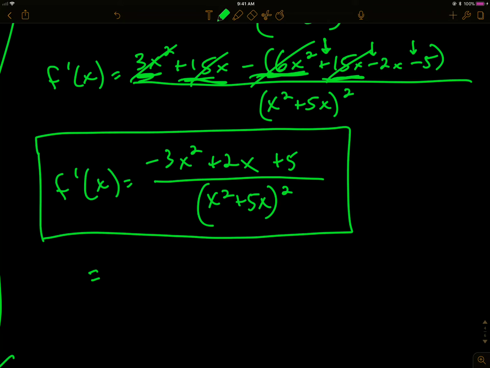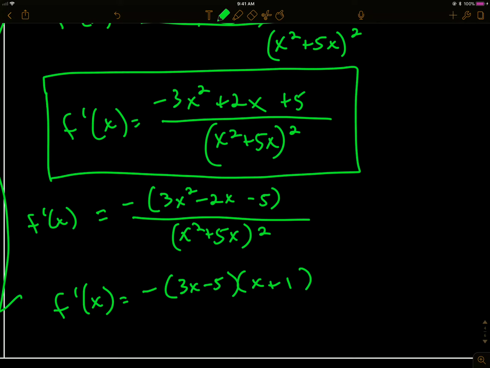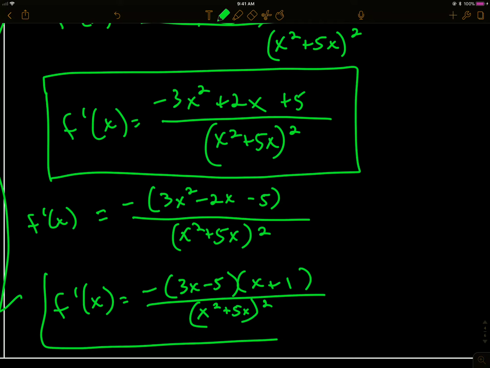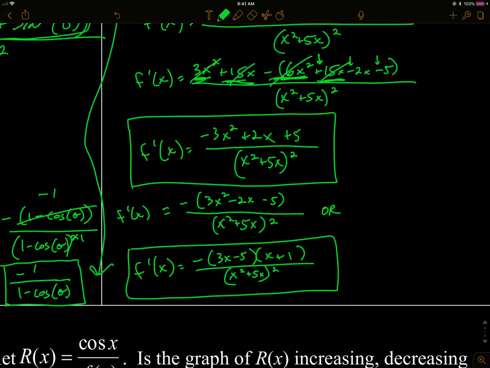So you can factor out a negative sign first of all to make it a little easier to deal with. Then I can factor this 3x squared minus 2x minus 5 into 3x minus 5 times x plus 1. Then on the bottom, you've got your x squared plus 5x, squared. I could factor a little further, but I'm going to just leave this. Nothing's going to cancel. I would accept either one of these, but nothing's canceling. So I'm just going to say that the original box up here is good enough.